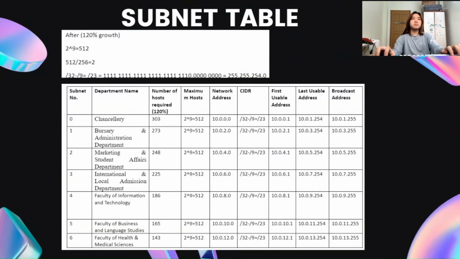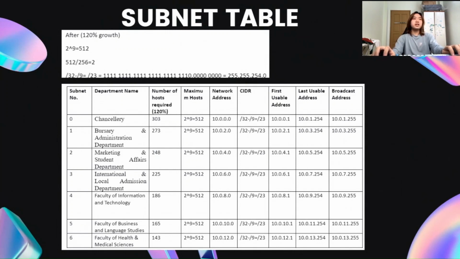For each subnet, the maximum number of hosts is related to the subnet mask. A subnet mask of /23 means that 9 bits are available for host addresses, since 32 minus 23 equals 9. So you can calculate the maximum hosts by raising 2 to the power of those 9 bits and then subtracting 2 for the network and broadcast addresses.